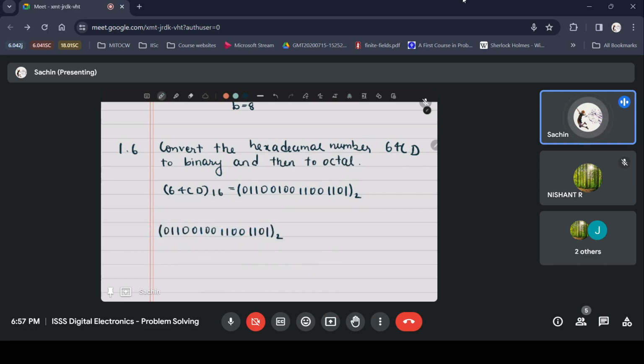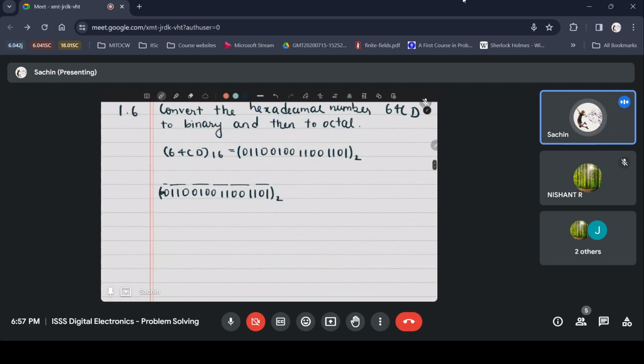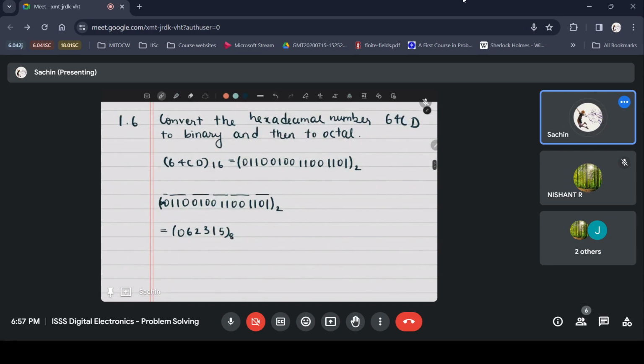You convert it by grouping it into groups of 3. If there's a 0 to the left, you can just ignore it, or you can add 2 more zeros. It will become a group of 0 0 0. So this will be in octal then 0 6 2 3 1 5, which is in base 8. I keep writing 7, but it's 8. That's in octal. Alright.